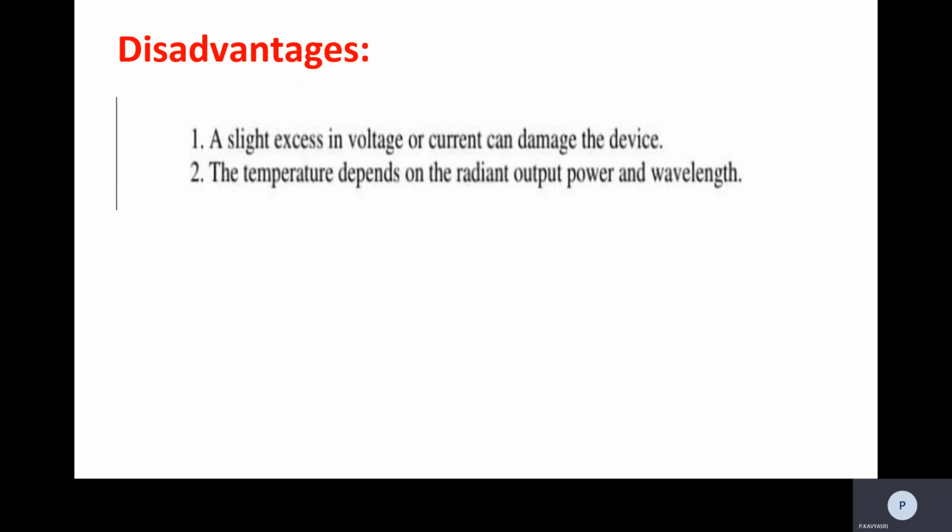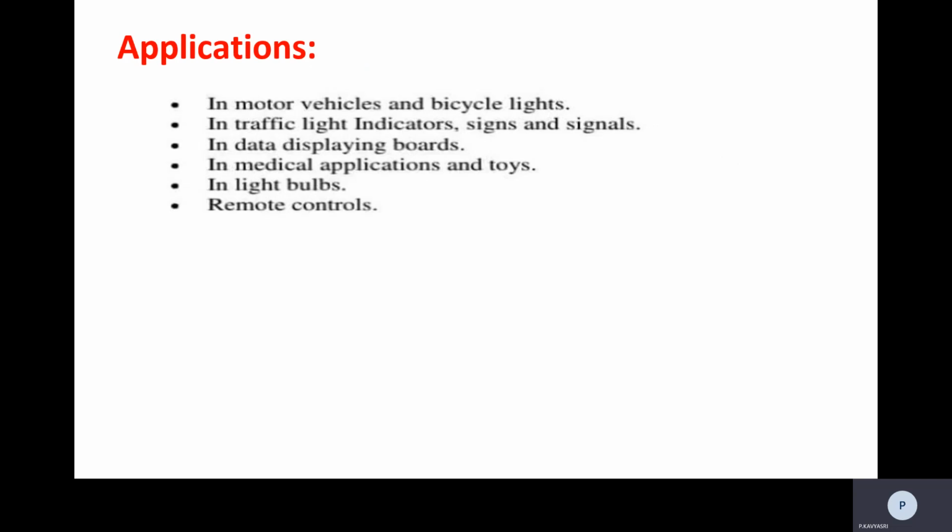Whenever the voltage or current increases slightly, those LEDs will be damaged. And this temperature depends on the radiant output power and the wavelength. Now we will see the applications. As I said at the start of this class, these LEDs are used in motor vehicles, bicycle lights, traffic light indicators, signs and signals, data displaying boards, medical applications, some toys, light bulbs, and remote controls. So these are the various applications of an LED.